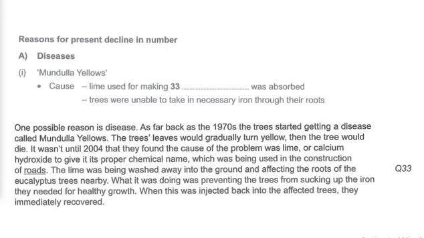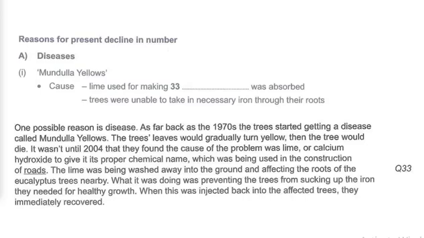As far back as the 1970s, the trees started getting a disease called Mundulla yellows. The tree's leaves would gradually turn yellow, then the tree would die. It wasn't until 2004 that they found the cause of the problem was lime, or calcium hydroxide, to give it its proper chemical name, which was being used in the construction of roads.